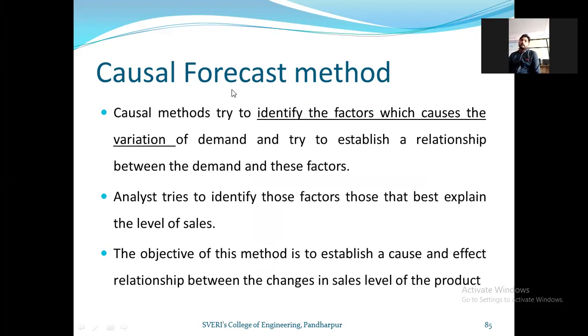Cause means reason. In this causal forecasting method, different reasons are determined for the variation of forecast, or for the variation of actual demand from the forecasted demand. And this identification will help you to reduce the variation.